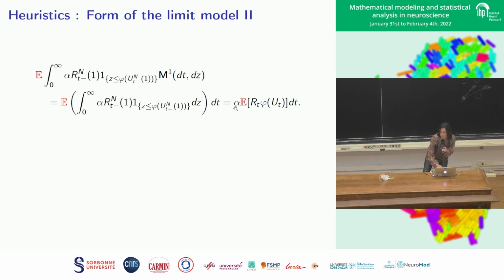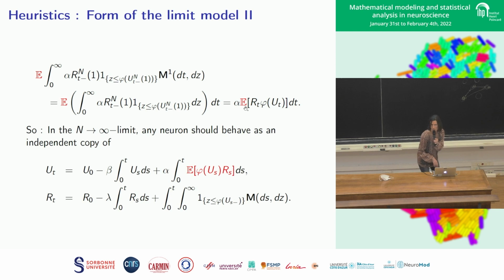And this expectation should then be this factor alpha times the mean spiking rate of any neuron in the limit system modulated by the residual calcium. So that's why you have an expectation of the spiking rate times the modulation factor, and the product of the two of them is inside the expectation. This is important because it gives rise to a non-Lipschitz contribution. So in the limit system, any neuron should behave as an independent copy of this system of equations. So still U and R.